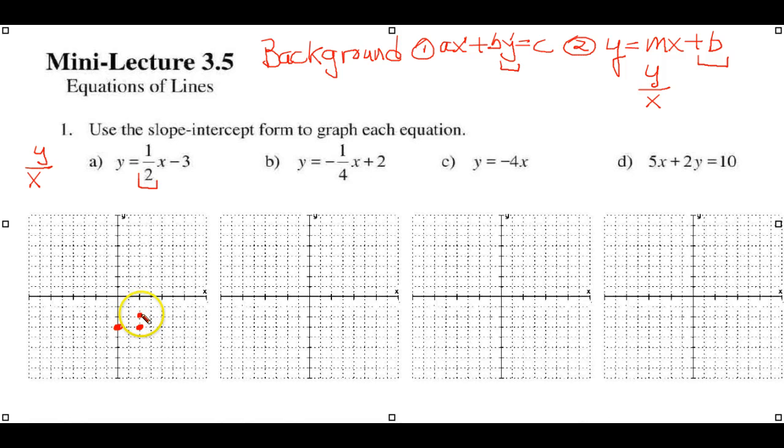So we now have 2 points. So we could do other points too. Over 2, up 1, over 2, up 1. Now by getting more points, if we're just sketching it, it helps us really to develop our line here. And that's the graph of the equation using the y-intercept and the slope. Let's do letter B.